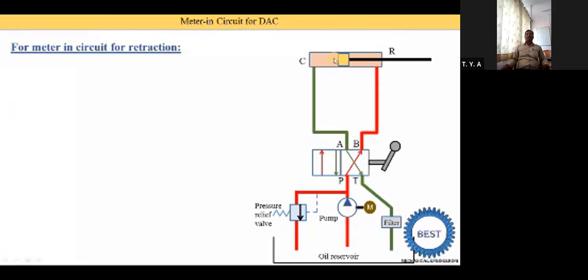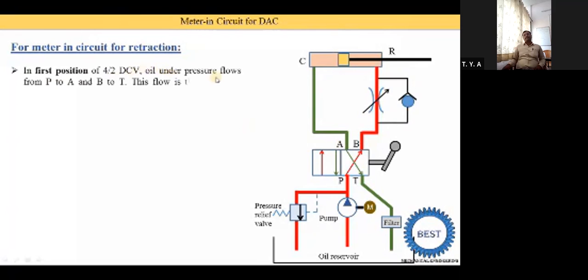At the same time, some oil is present on the cap end side, which is supplied to the oil reservoir through the A or T port. So this is the inlet side for the retraction, and here we put the flow control valve. Here you see we put the flow control valve, and its inlet and outlet are connected with this check valve. In the first position of the 4/2 DCV, oil under pressure flows from P to A and B to T, and this flow is through the check valve, which is a free flow.